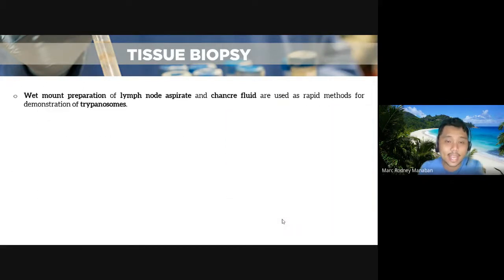Now, again, with lymph node aspirate and chancre fluid, we can demonstrate trypanosomes, because trypanosoma can also cause chancre. So since we're talking about chancre, which bacteria causes chancre? Or what is the organism behind chancre?